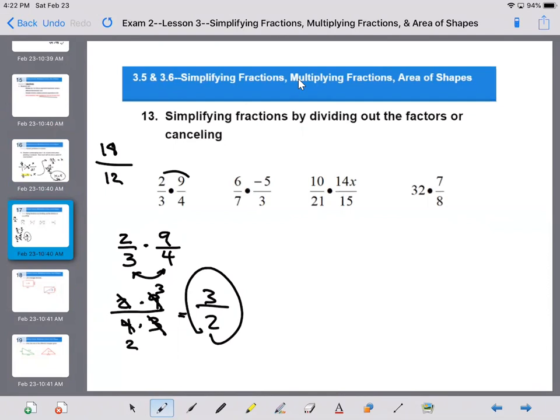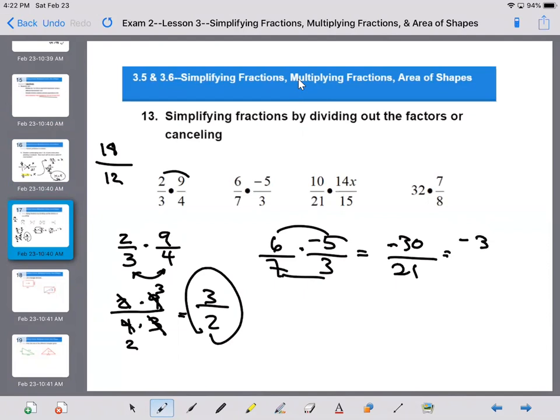Take 6/7 times negative 5/3. We could say, well, we can multiply and say, well, that's negative 30 and 21. So we could look at saying, okay, well, that's going to be negative 10 and 7.